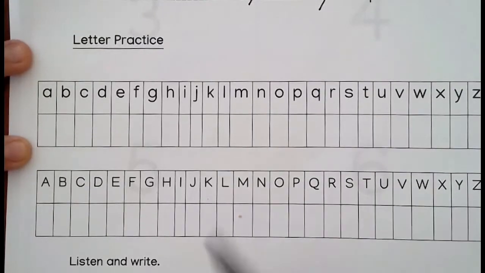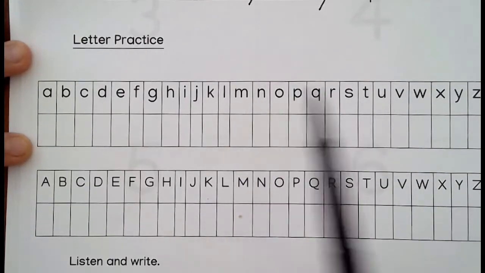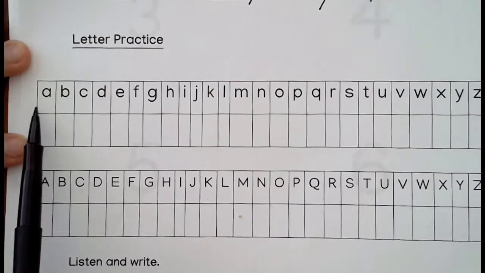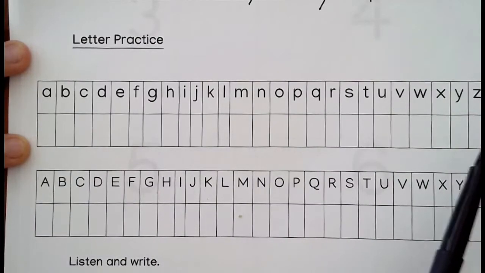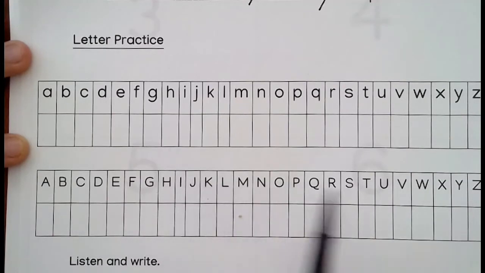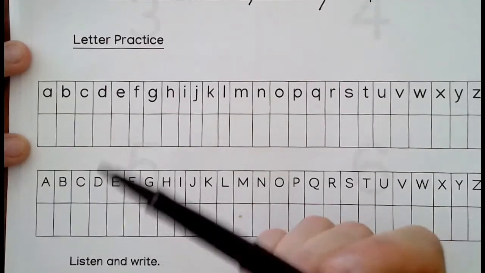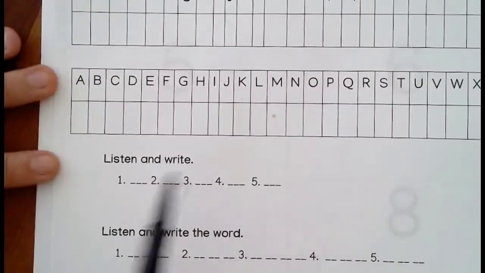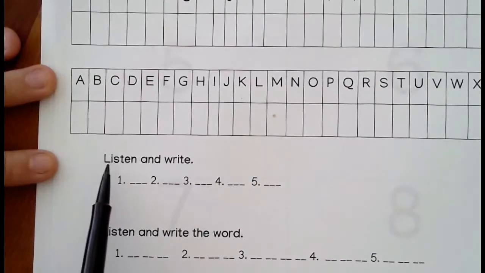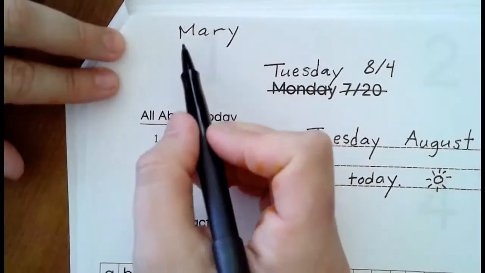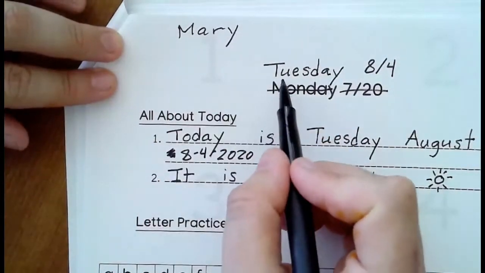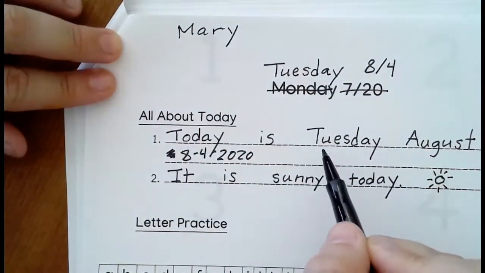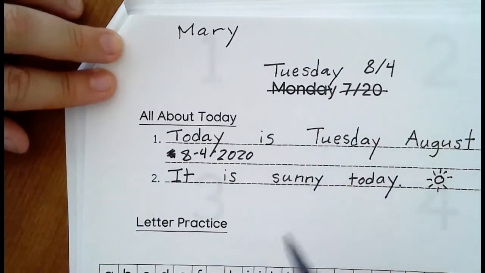Letter practice. This week we are practicing both the small or lowercase letters and the big or capital letters. Mostly in English, we use the small letters, but the first letter in a sentence is capital, or a name is capital, same with day and month. The first letter, number one, is capital.